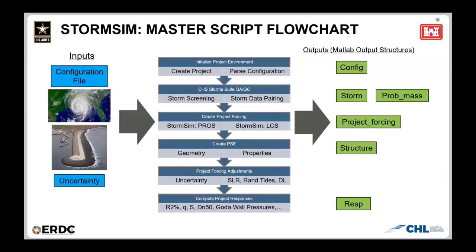And then finally, we end up with the actual computing of project responses, meaning we take all of this pre-processed information, all of the structural components that we want to process, and we run them through the workflows. And that's where we get the actual response values for run-up, for overtopping, for DM50, and that sort of information.